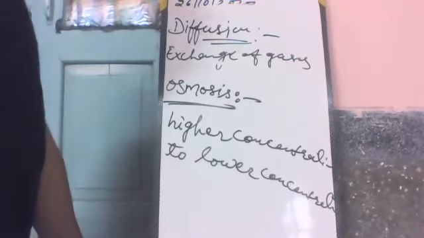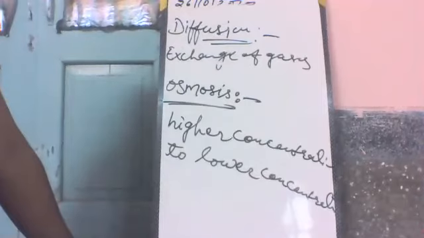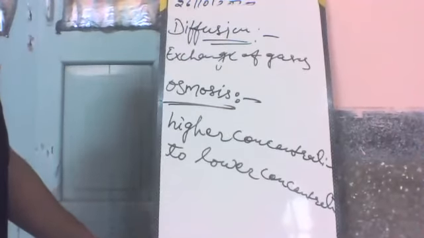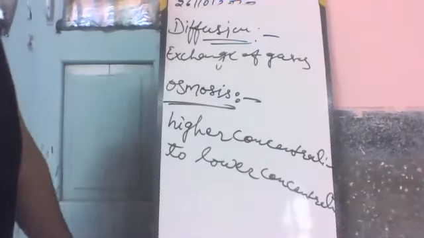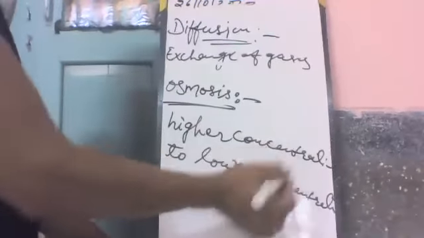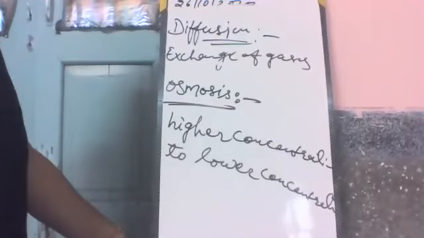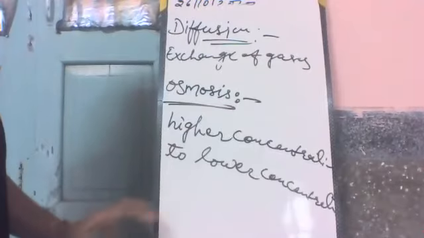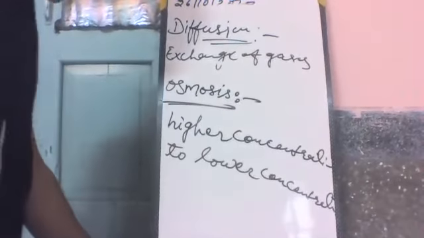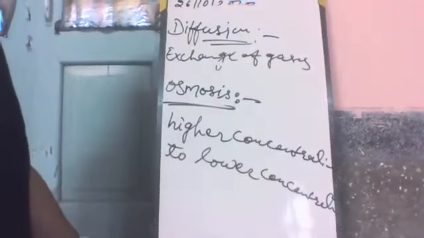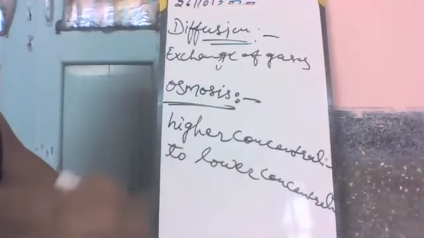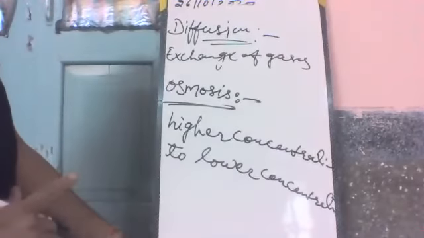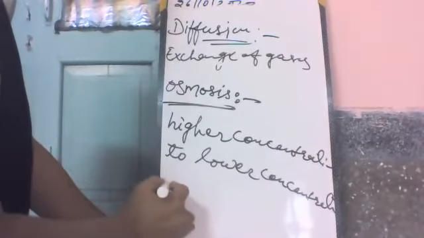But in active transport, the root hair absorbs both water and minerals from the soil. Water enters the root hair cell by osmosis. By osmosis, it means from higher concentration to lower concentration, because water is in greater quantity in the soil as compared to the water inside the cell. So water enters the root hair through osmosis.